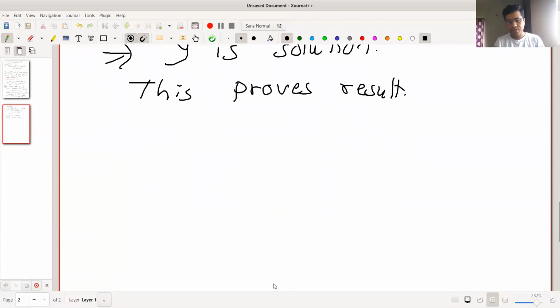The converse of this result is true under certain conditions. For that we need the concept of the Wronskian. The Wronskian of a set of solutions is a determinant. So let us see the definition.